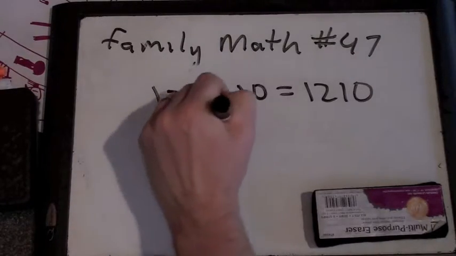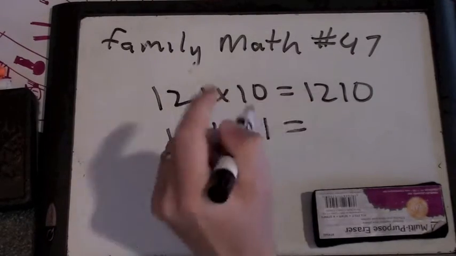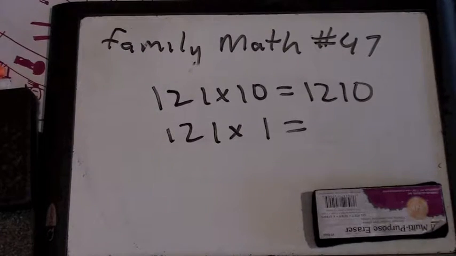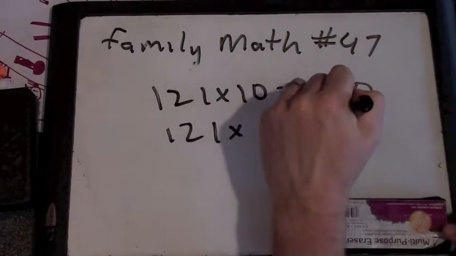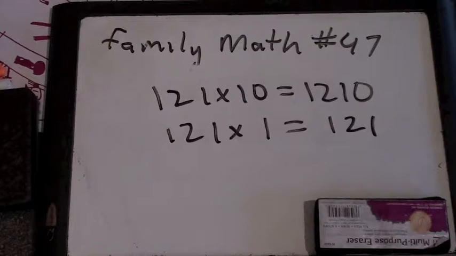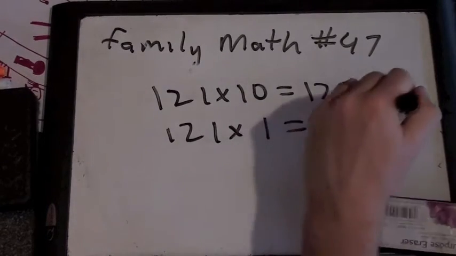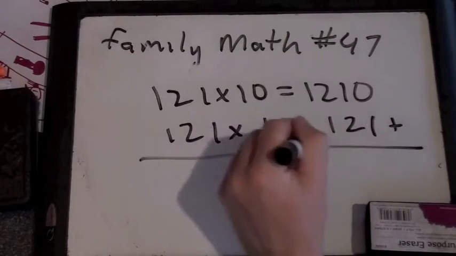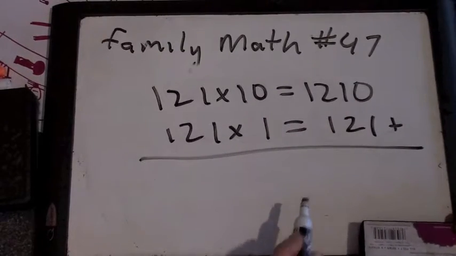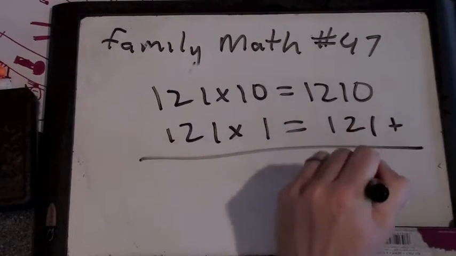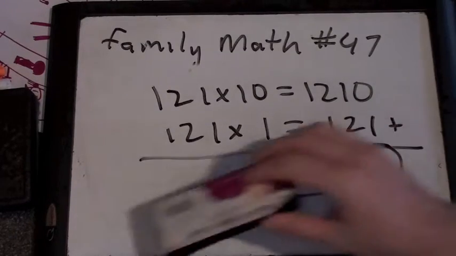And now, for you, the tricky one. 121 times 1. 121. Are you sure? Yes. So if I had 121 laying around, how much would I have? 121. Okay, now let's just add these together. 1,210 plus 121 is? 1,331. That's it.